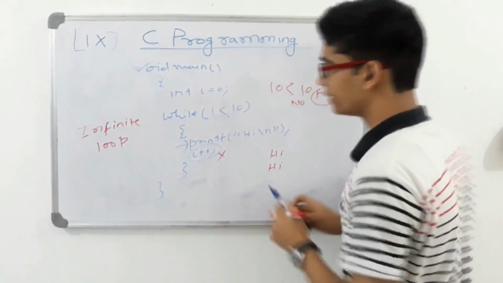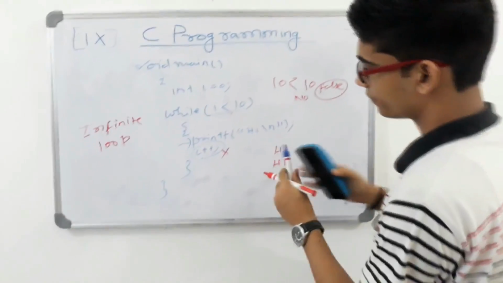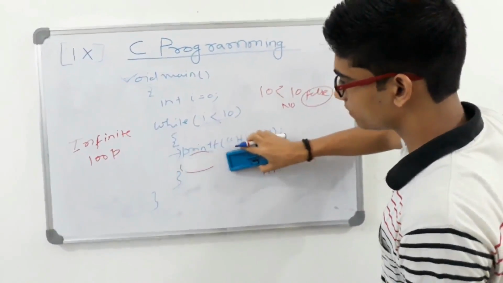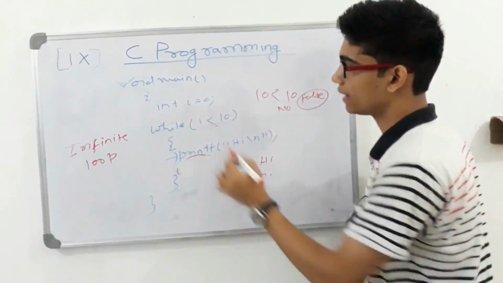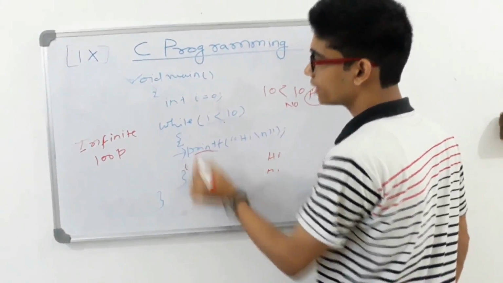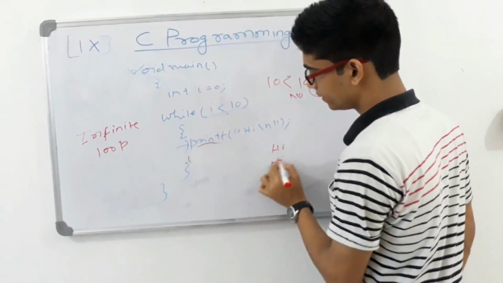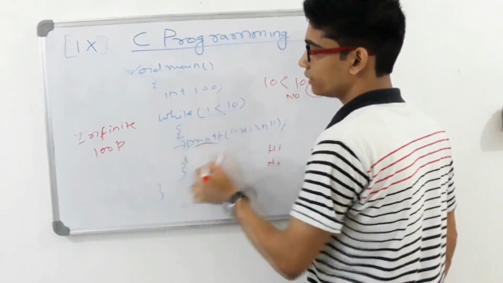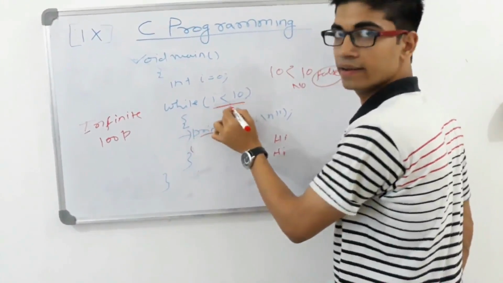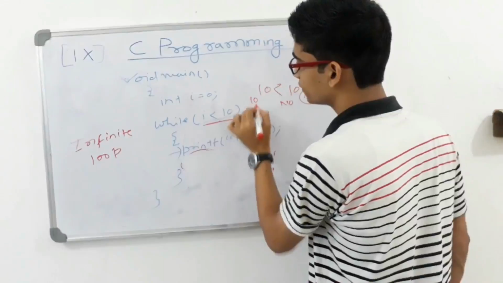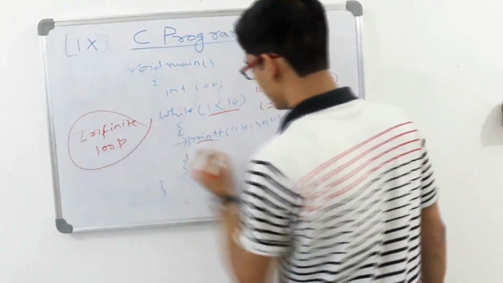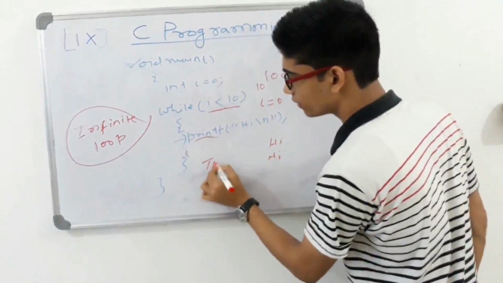Okay, what will happen if I do not put I plus plus here? I is 0, so 0 is less than 10, hi will be printed. Again I is 0, it will be printed, and it will go on repeatedly as many times. Why? Because the value of I never increments and it won't cross 10, so it will still be 0. So we will fall into an infinite loop and hi will be printed till the stack overflows.